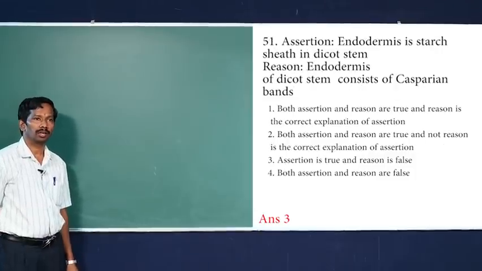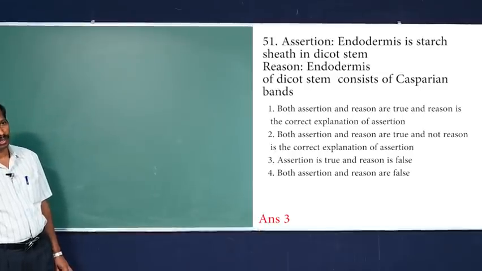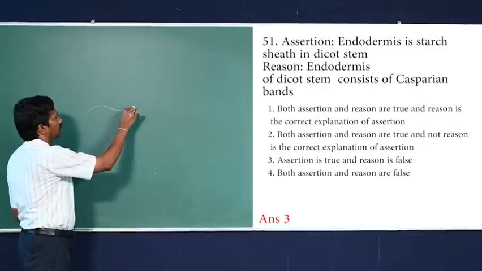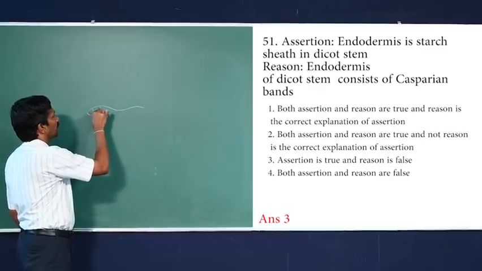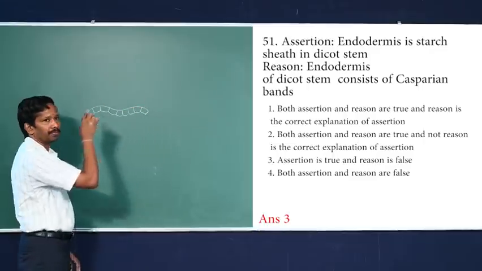51, assertion reason question, one more. Endodermis is called the starch sheath in dicot stem. Yes, it is true. Wavy endodermis is present as it contains abundant starch granules stored in it.